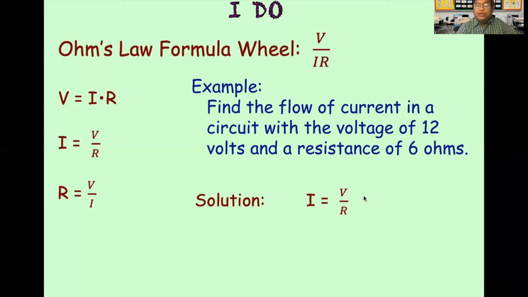Now let's do the substitution or plug in. So the voltage we have here, 12 volts. So V will be 12 volts divided by the resistance, which is 6 ohms. So we have the current is equal to the voltage of 12 volts divided by the resistance of 6 ohms. 12 divided by 6 is equal to, yes, John? All right, 2. And what is the unit for the current? Okay, it is in amperes.